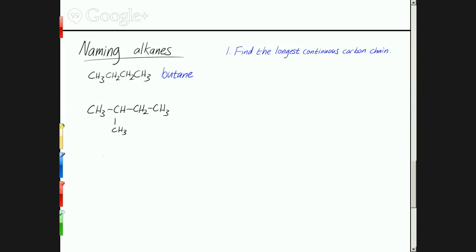So the longest continuous chain is how many carbons in a row? Well, there are 5 total carbons in the molecule, but how many are in a continuous chain? Just 4. You can count it a few different ways. You can say 1, 2, 3, 4, or 1, 2, 3, 4, or 1, 2, 3, 4. You see how I'm doing that? So how many are connected to each other in a row? And just because it's more obvious in this case, we'll just start from left to right and go like that. So this is also going to be butane, but not just butane.